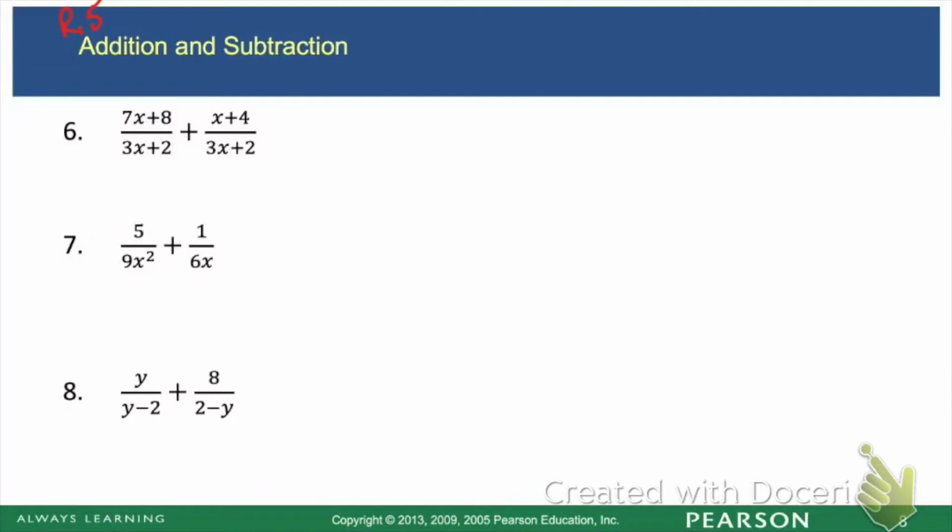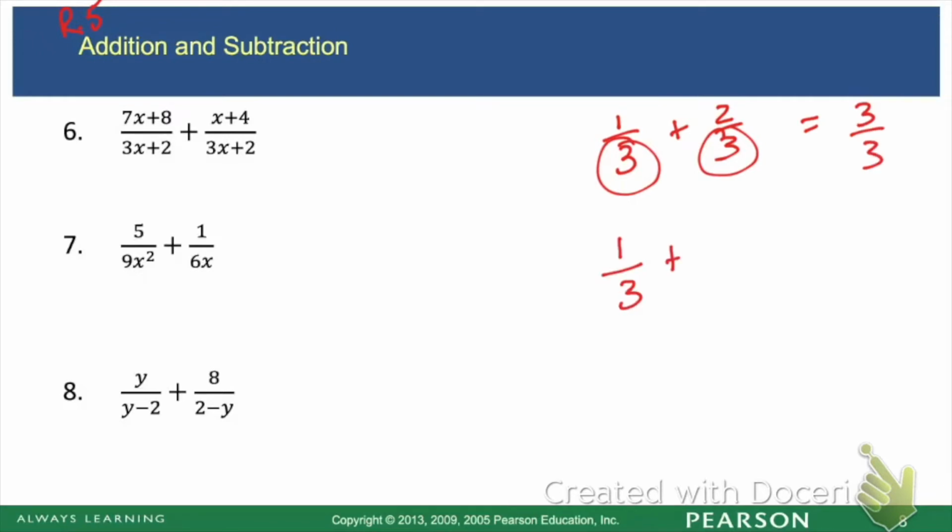If you were adding fractions, let's keep it simple first. If you had 1/3 plus 2/3, remember, for adding and subtracting, you need common denominators. This one already has one, so your answer would be 3/3. But if they didn't have a common denominator, you would have to find one.